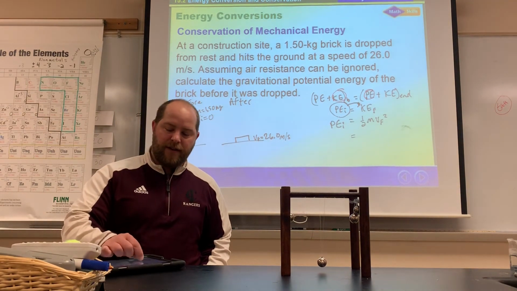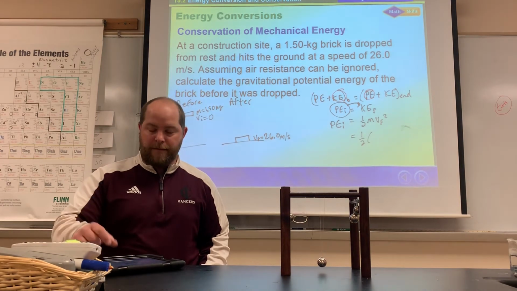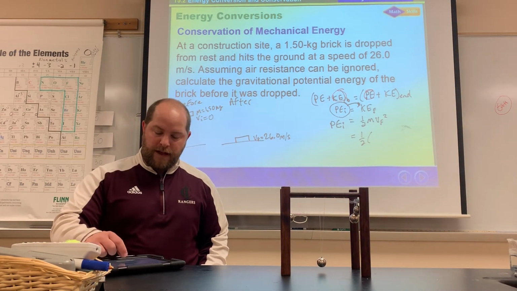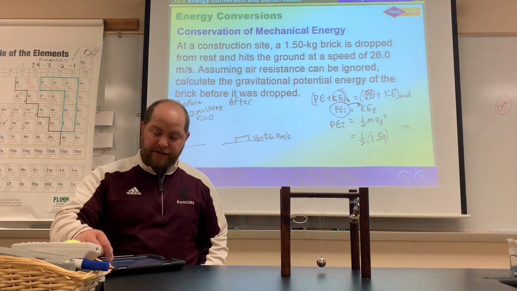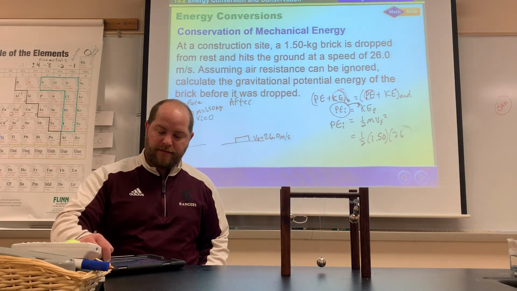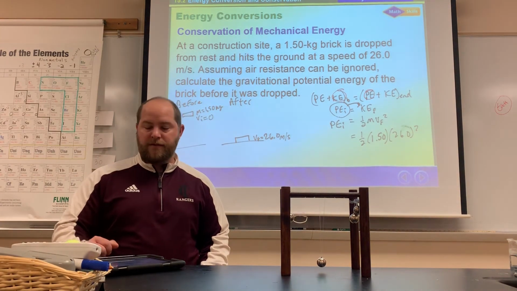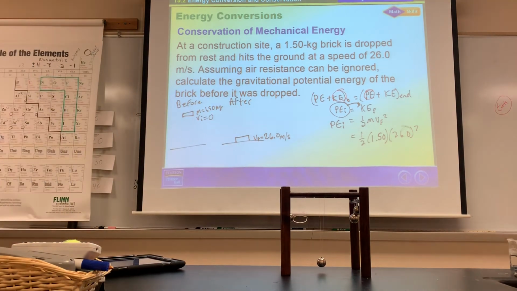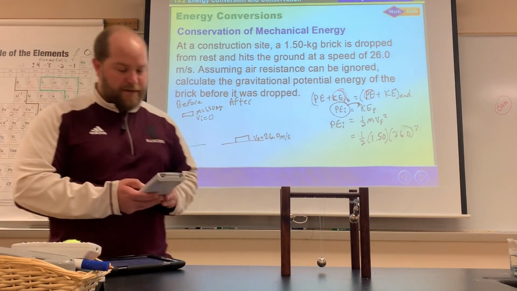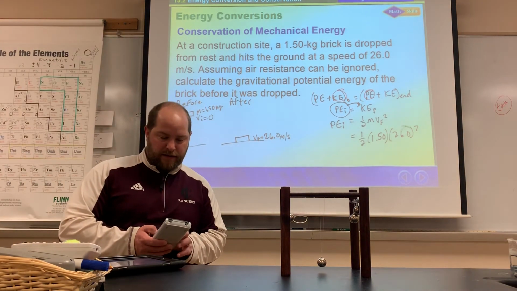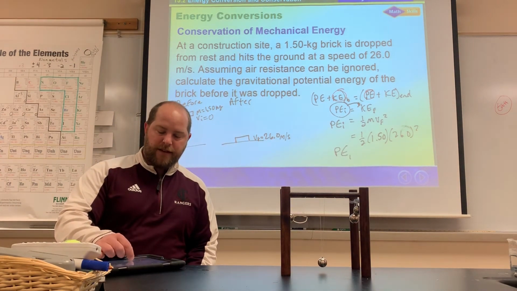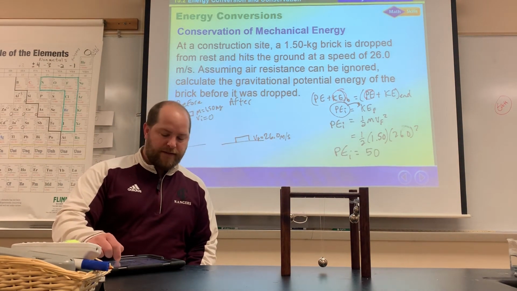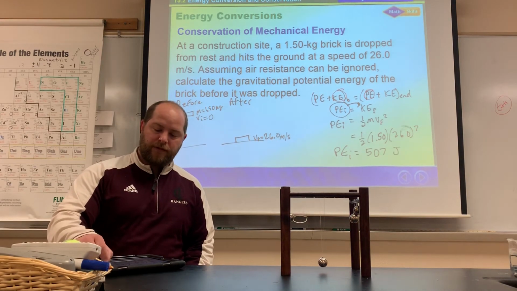So now we can just plug in our values. So 1/2, we know m is going to be 1.5. And we know velocity is 26 squared. So then we'll just solve that. We have 0.5 times 1.5 times 26 squared. And I get potential energy in the beginning equals 507, and that's going to be joules.